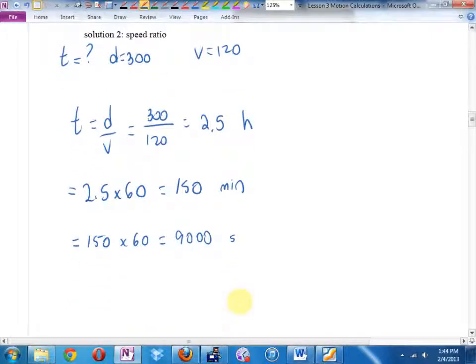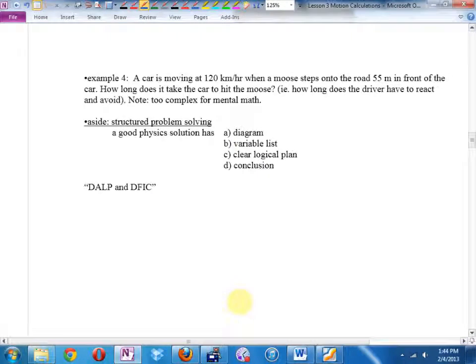Now let's get into stuff we can't really do in our head. By the way, have I convinced you the equations work? We're getting answers that make sense to us? Let's get a little tougher. Turn the page.